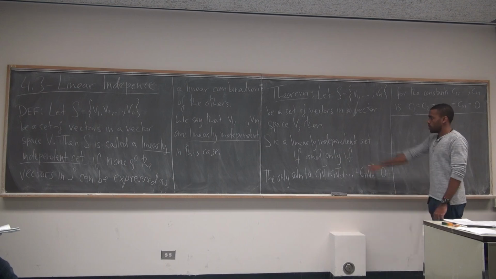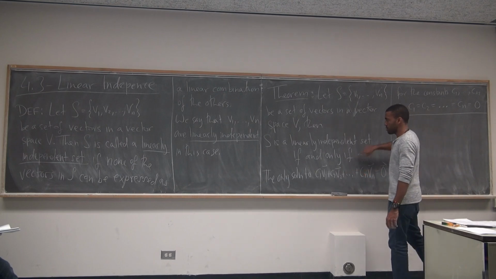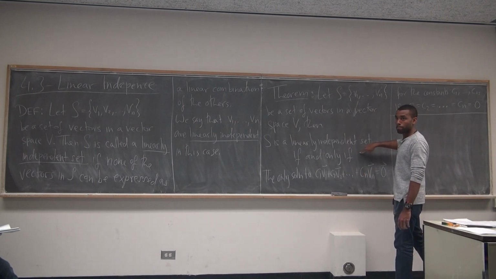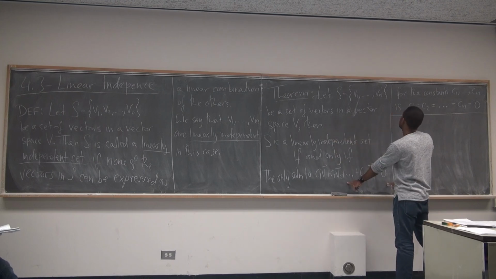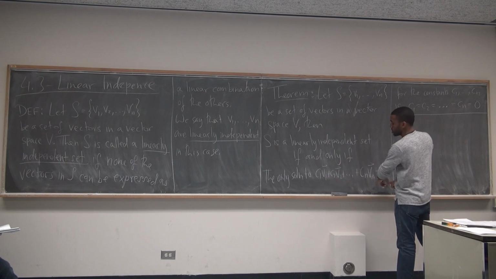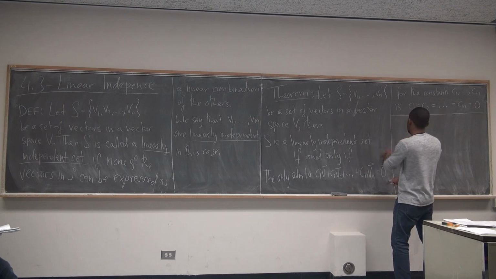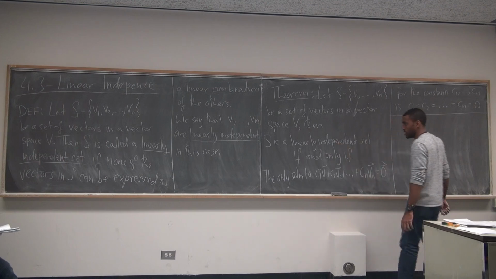If and only if, do we know what that means? The implication goes in both ways. This means if we know the set is linearly independent, then this will only have the trivial solution for the coefficients, and vice versa. If we know that this has only the trivial solution for the coefficients, then the set will be linearly independent.